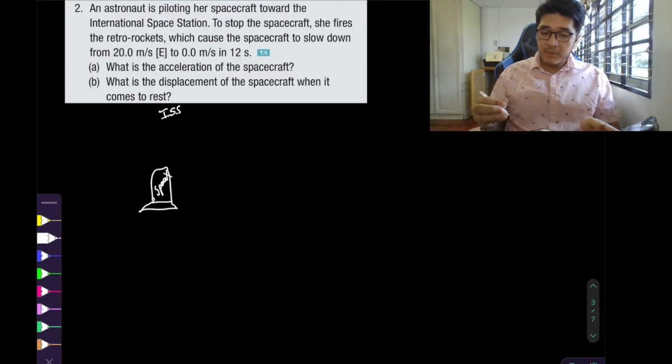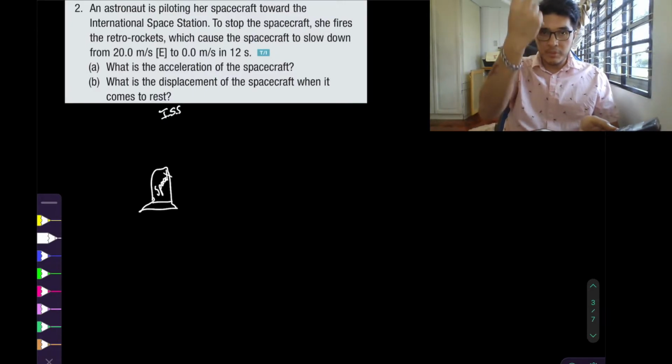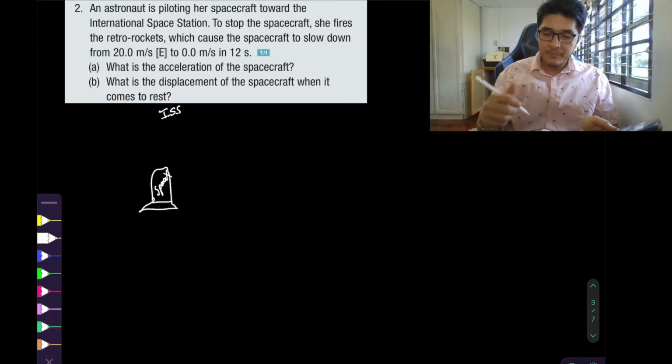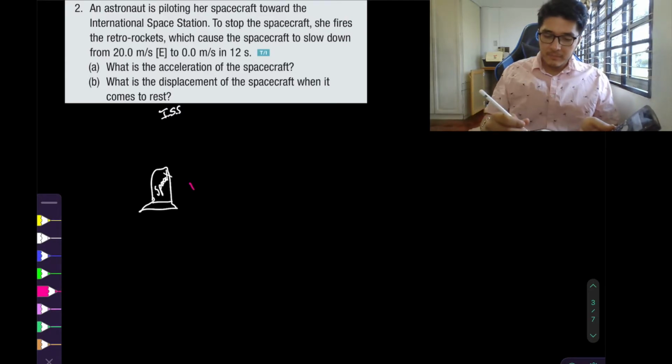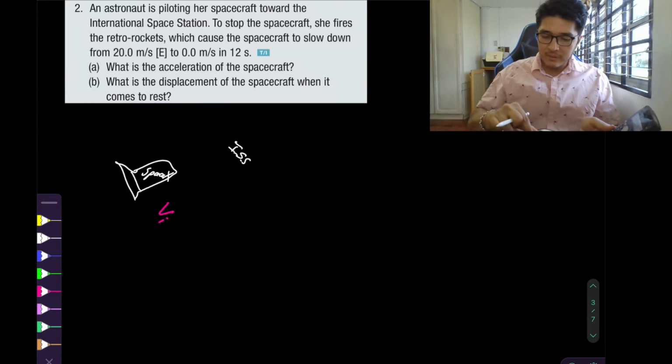So to stop the spacecraft, she fires the retro rockets. So that means if she's trying to go up, the retro rockets will be pushing up, making her go down, which causes the spacecraft to slow down from 20 meters per second. So that is her starting speed, so her initial velocity. Oh, I got too ahead of myself. She's traveling east, so we're going to have to rotate this.